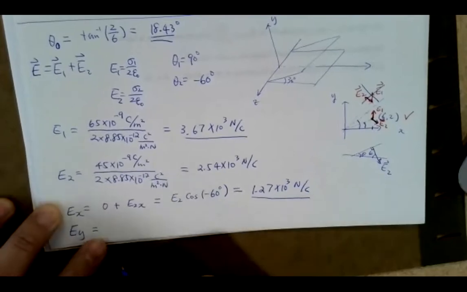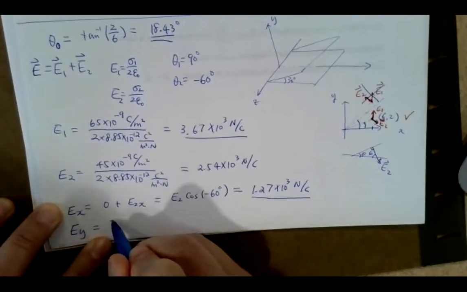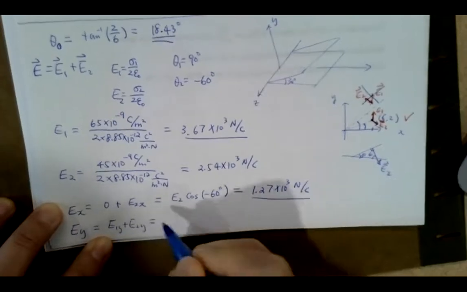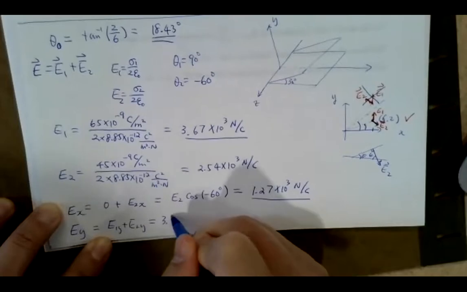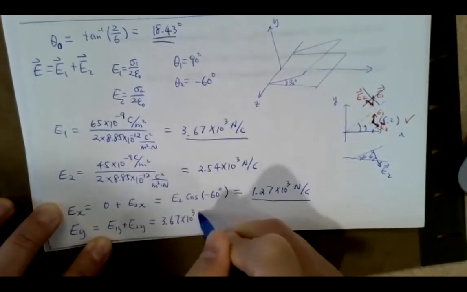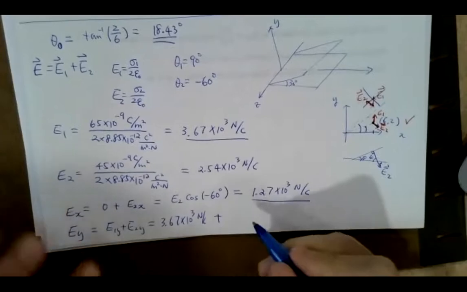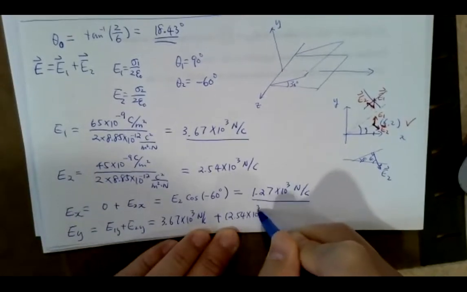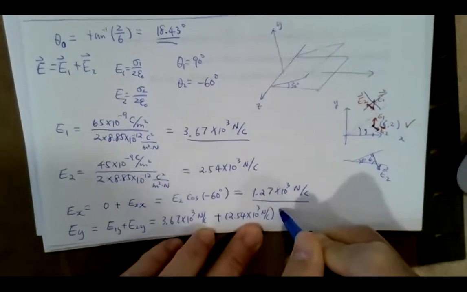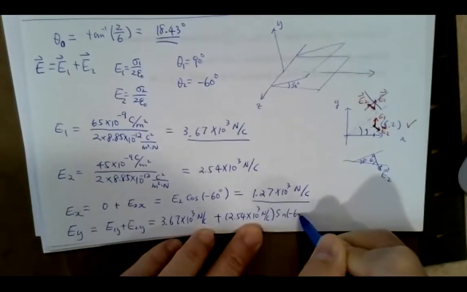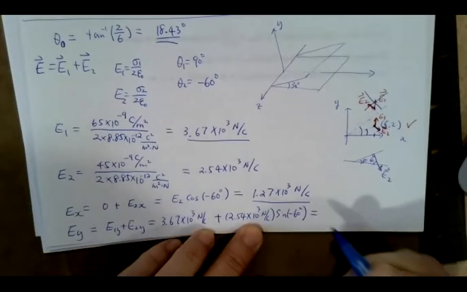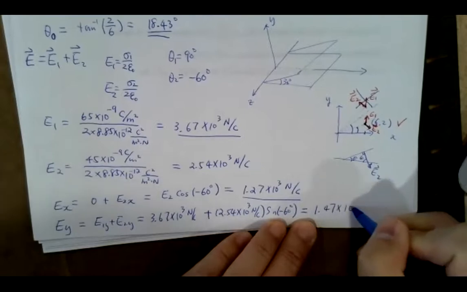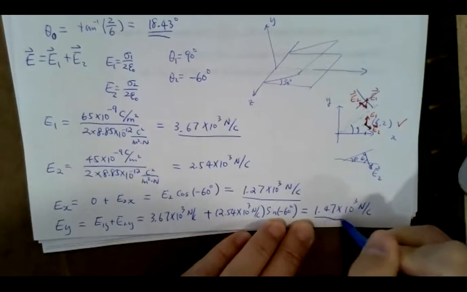Y component of your total electric field should be E1Y plus E2Y. E1Y is E1 because E1 is all in Y direction, plus E2Y will be 2.54 times 10 to the third, E2 times sine of negative 60. That gives you 1.47 times 10 to the third.